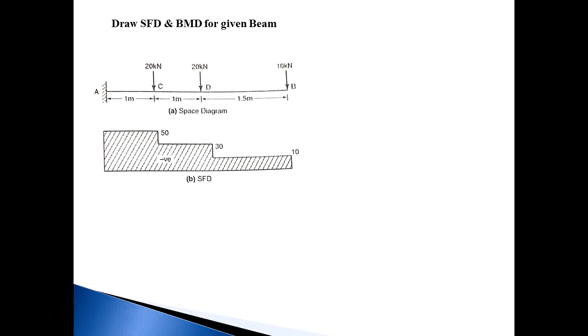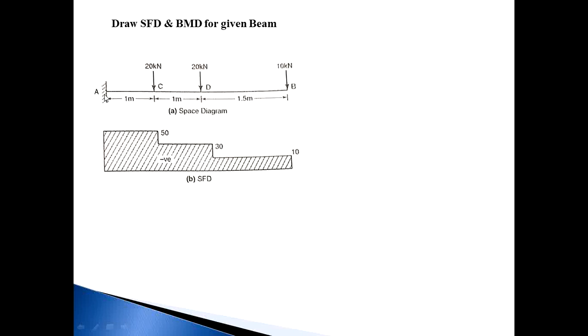In this lecture, we study the shear force and bending moment diagram for a cantilever beam. A cantilever beam means one end is fixed and the other end is free. ABCD is a cantilever beam supported at A, with point loads acting at D, C and B. Before drawing the SFD and BMD, as usual you should first calculate the reactions.